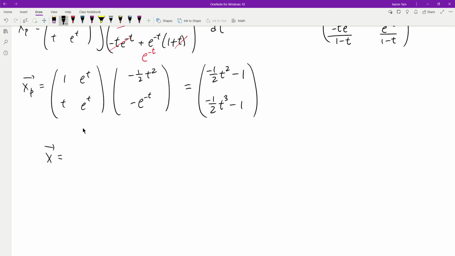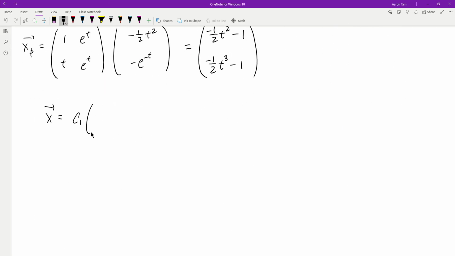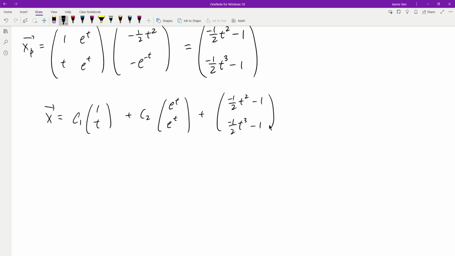Vector x is equal to, let's see, c1 times 1, t, plus c2 times e to the t, plus negative 1/2 t squared minus 1, negative 1/2 t to the third minus 1. If you want to, you can combine them all together. It would be c1 plus c2 e to the t minus 1/2 t squared minus 1, and then c1 t plus c2 e to the t minus 1/2 t to the third minus 1.